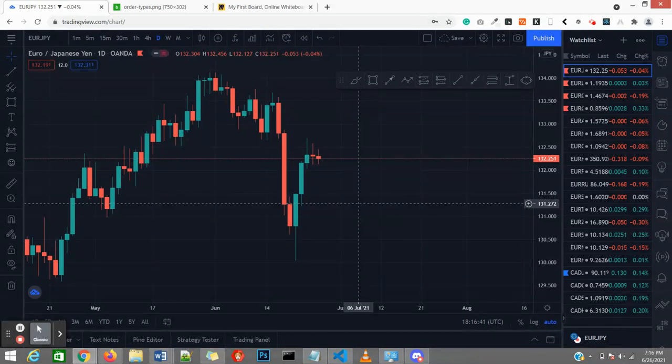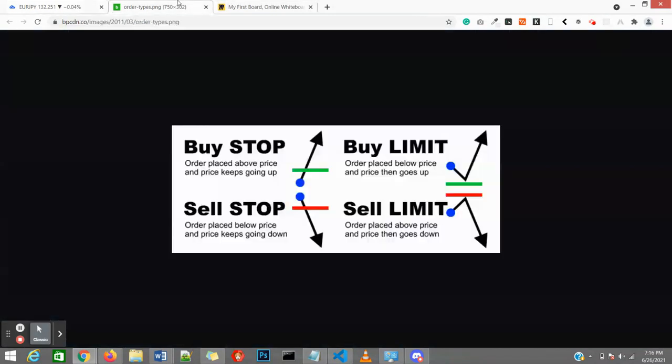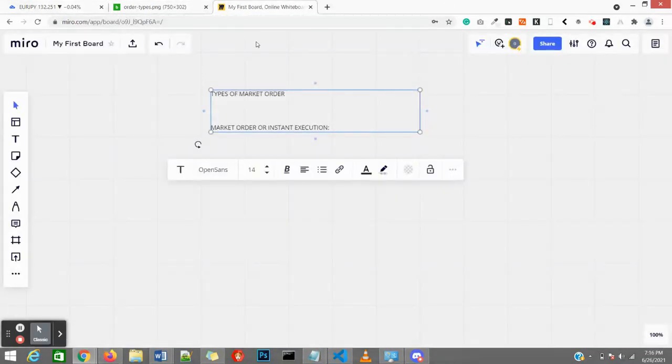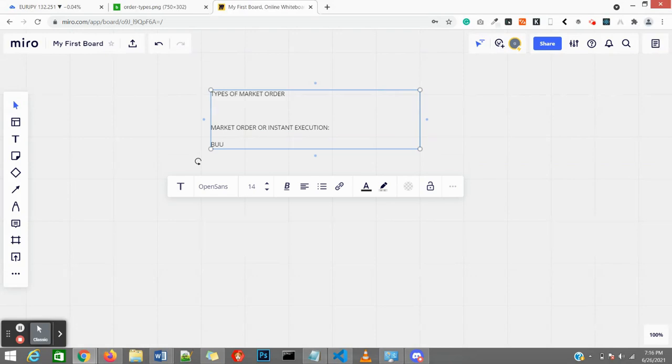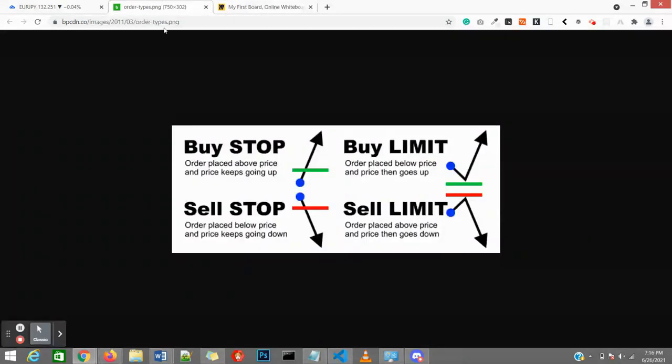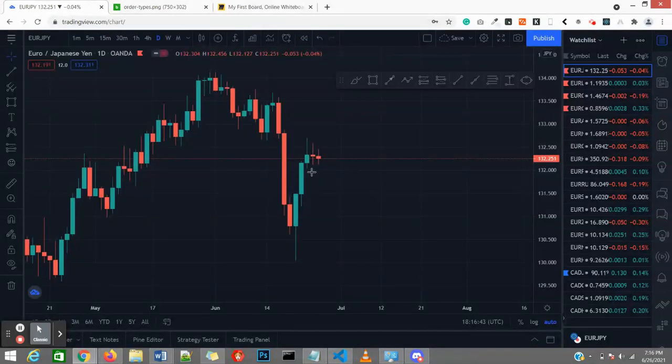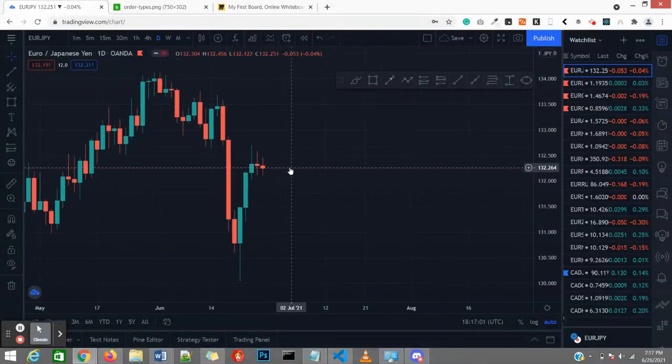So for the instant market order, we just talked about it. All you have to do is take an instant execution. You either buy or sell exactly where price is. You just make your decision, make an entry, and buy or sell immediately, and your order gets filled for you immediately. So that is that for the instant market order.